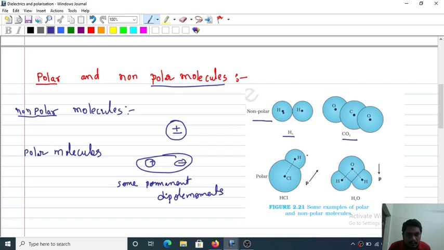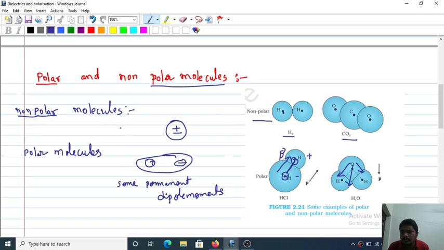Take the HCl molecule, H plus Cl minus: a positively charged ion and a negative ion form the HCl molecule. There is a separation between the centers of positive and negative charge, so it is said to have some dipole moment. The direction of the dipole moment is represented from negative to positive charge. In H2O, the net dipole moment is directed like this.